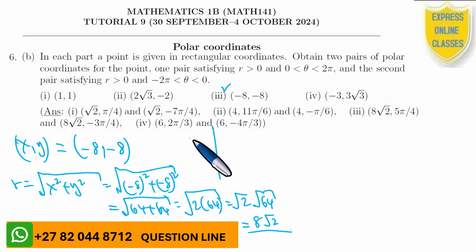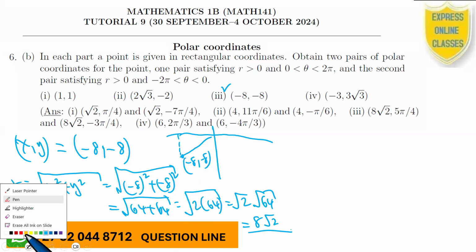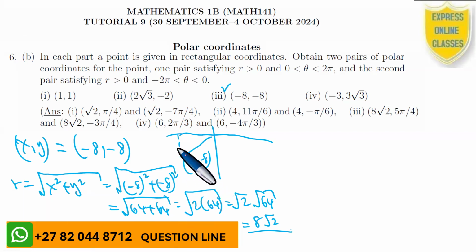But positioning everything here, you have that the point is somewhere here, where x is minus 8 and also y is minus 8. So you have 8 to the square root of 2, minus 8, minus 8. You have this, and you have that.